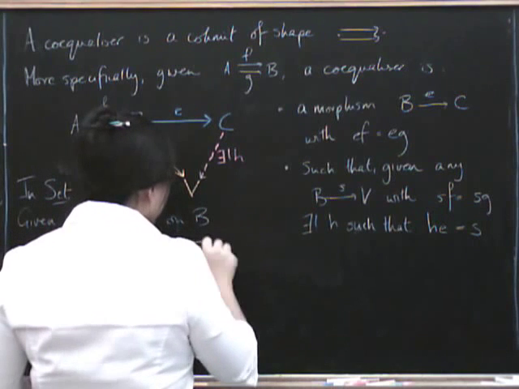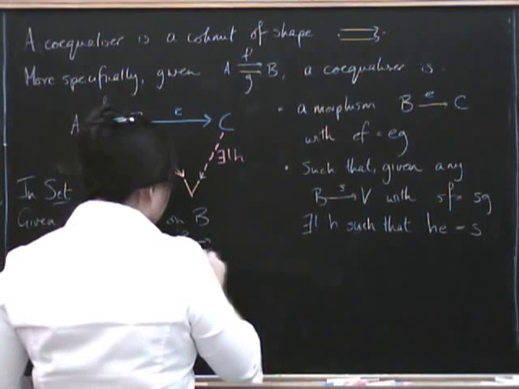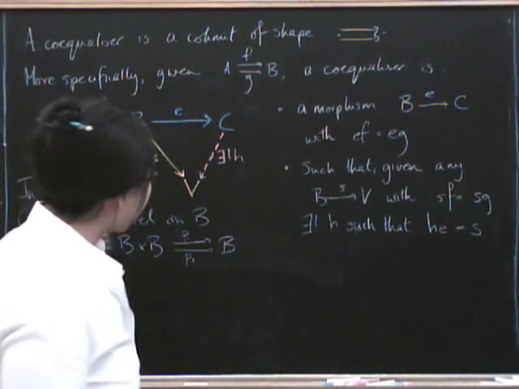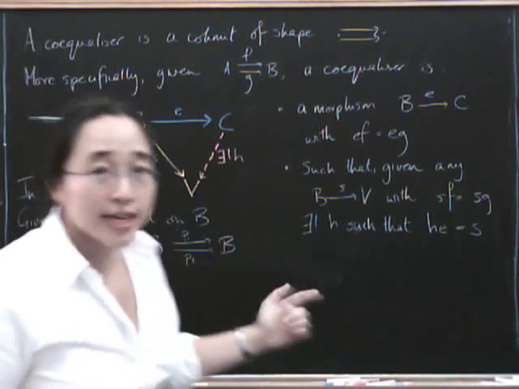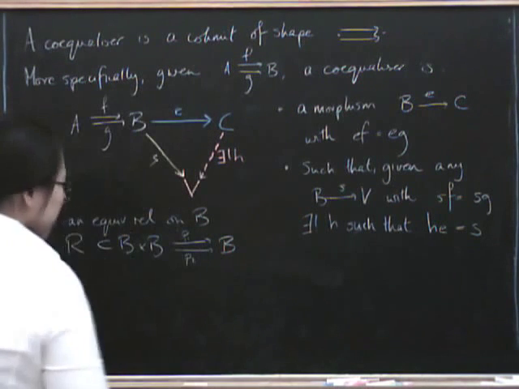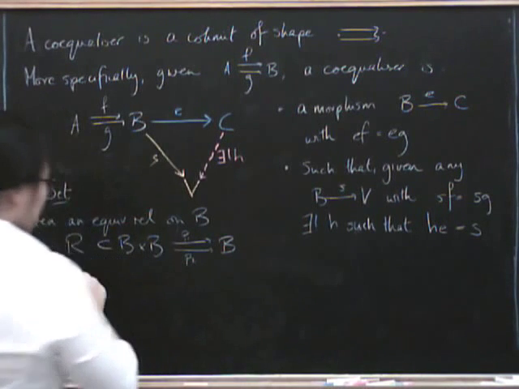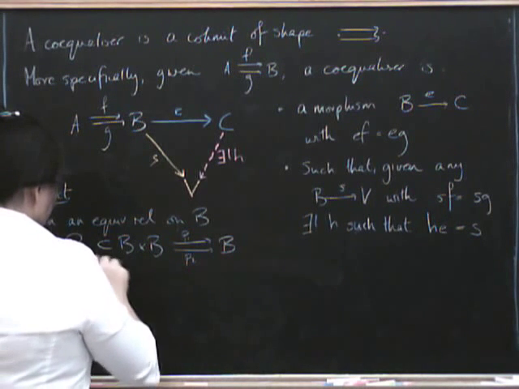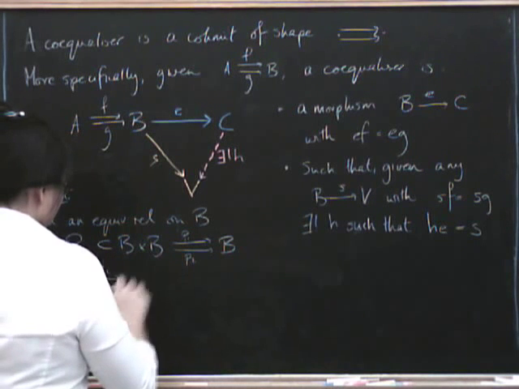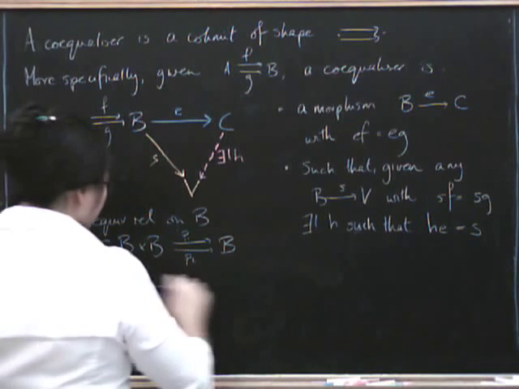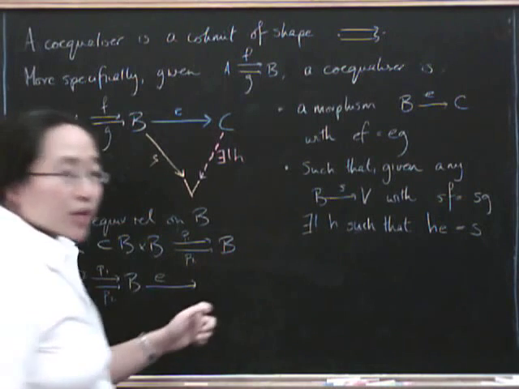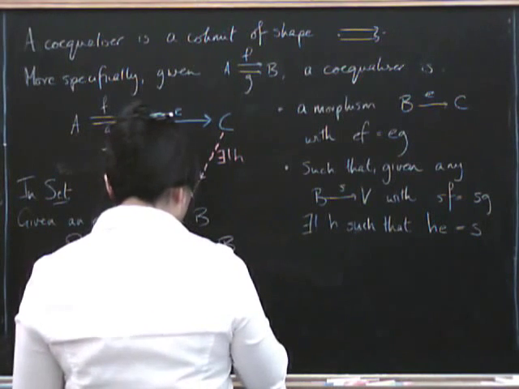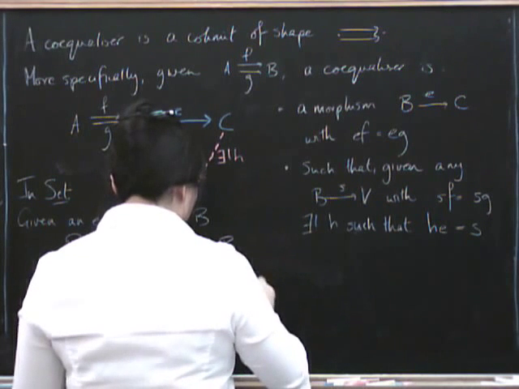But it comes equipped with projection maps P1 and P2 back down to B, because these are fundamentally just pairs of elements. So we can either take the first element in that pair or the second element in that pair. And guess what? That means that we can take a coequalizer. So if we take that projection down to B, and then we take a coequalizer, the thing that we get here is a set of all the equivalence classes.